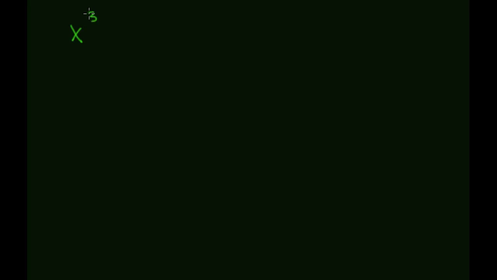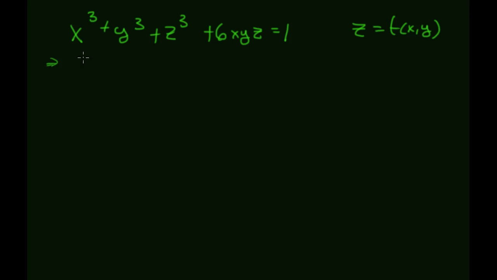So let's go x cubed plus y cubed plus z cubed plus 6xyz is equal to 1. And we're going to envision this as z being a function of x and y. So we're going to find the two partial derivatives: the partial derivative of z with respect to x and the partial derivative of z with respect to y. So we're going to take this implicitly first with respect to x.